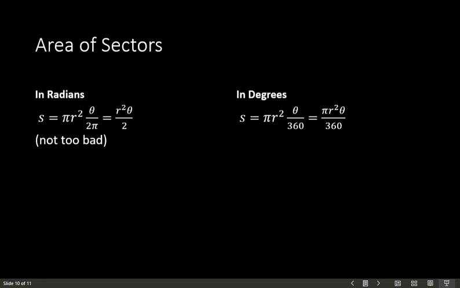In degrees, if you're talking about how much of a circle you have, it's theta over 360, and that doesn't reduce at all, so you end up with pi r squared theta over 360, which is awful. Anyway, that's area of sector and arc length, which are formulas you're going to use in your homework, which is 1 through 71, first and last.